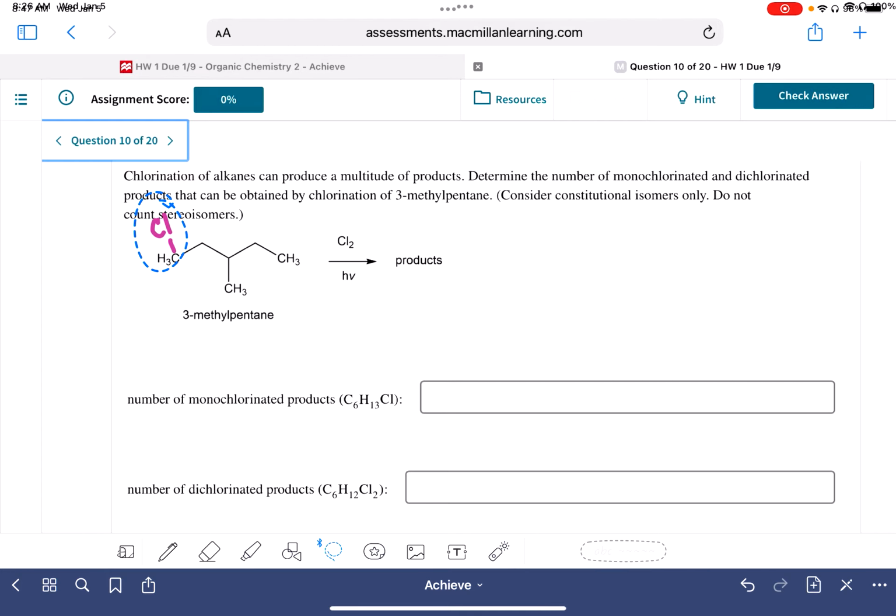So if we put a chlorine here versus if we put a chlorine here, we're making the exact same molecule. So we wouldn't count that as two different structures. Here versus here, it's all the same thing. Here versus here, also just one molecule. And then we want to do the same thing for dichlorination. So we want to consider all of the possible places, unique places that we could put 2 chlorines on this molecule that would give us a unique product.